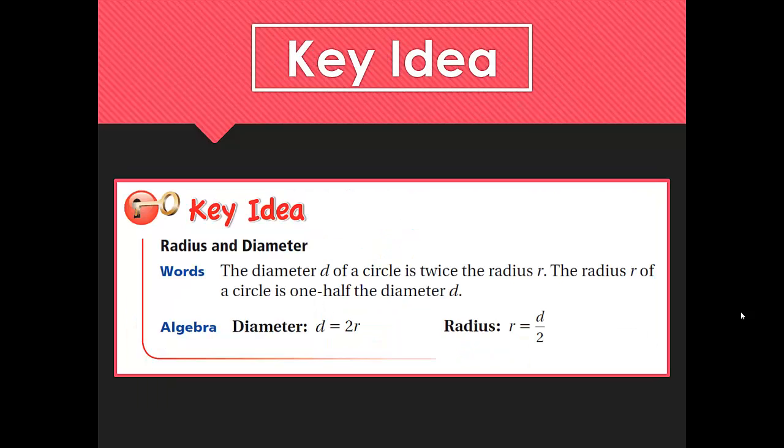Now we'll look at our key idea for radius and diameter. The diameter d of a circle is twice the radius r. The radius r of a circle is 1/2 the diameter d. So the diameter equals 2r, and the radius equals d divided by 2.